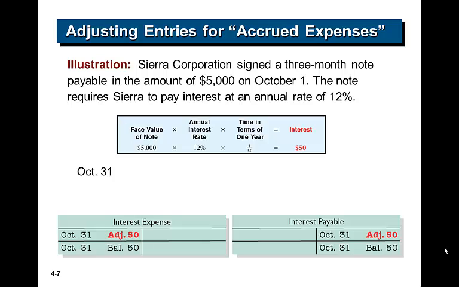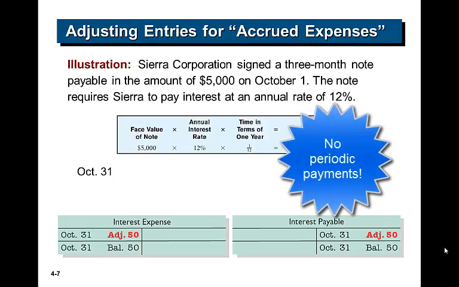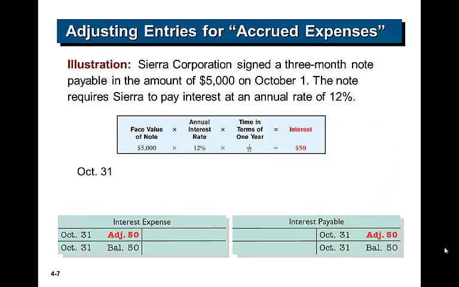A common example of an accrued expense is interest expense incurred on a note. Remember from Chapter 3 that Sierra signed a 3-month note payable in the amount of $5,000 on October the 1st. The note requires that Sierra pay interest at an annual rate of 12%. With a note, the person borrowing the money doesn't pay anything until the note matures. There are no periodic payments of interest or principal. So Sierra won't pay anything related to this note until January the 1st.